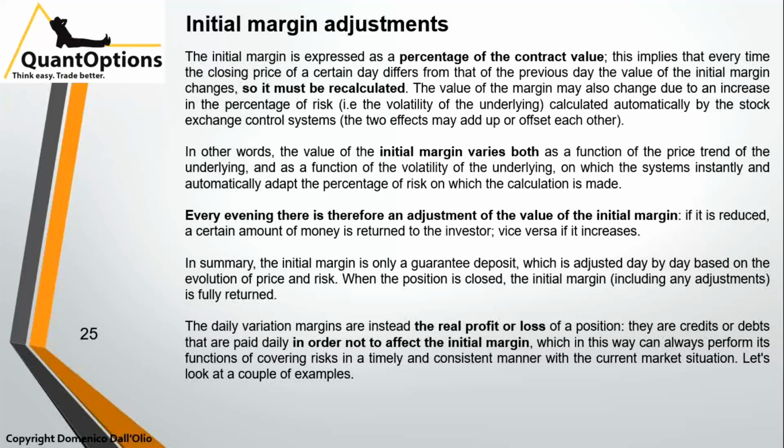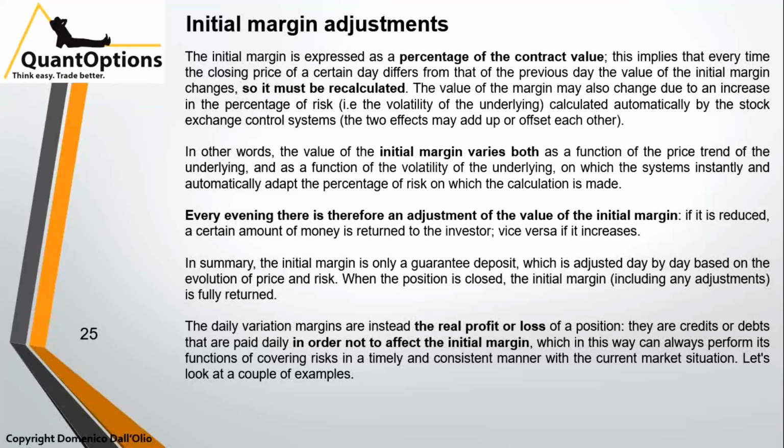If, just to say, you have a long position in a stock index futures, the price goes up, but the volatility reduces, what you have is that the initial margin expressed as a percentage of the contract value will increase due to the fact that the price of the underlying increased. But the component based on the volatility of the underlying would reduce due to the fact that the volatility has been reduced. So the two effects could offset each other.